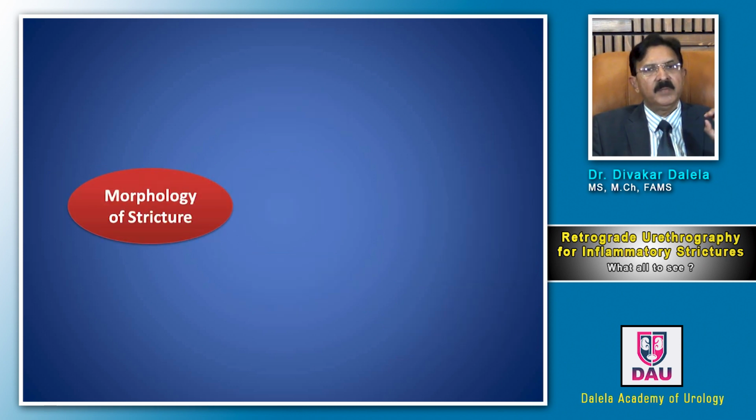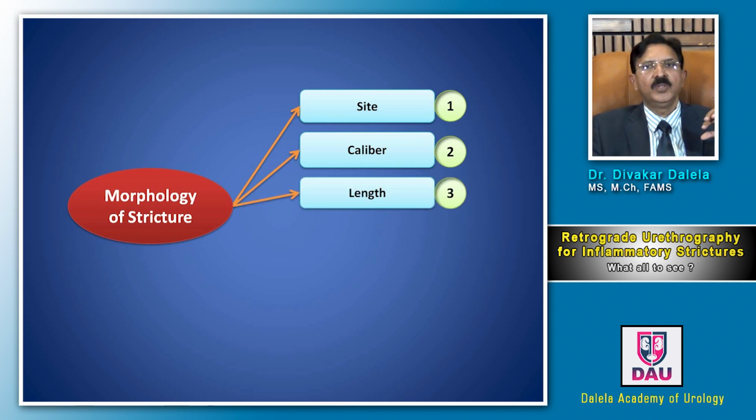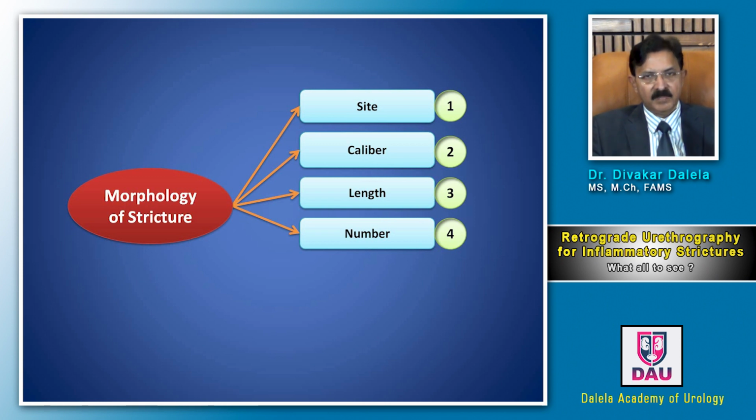Now, what I mean by morphology of stricture? By that I mean that you should be able to spot out the correct location of stricture in the urethra. I just showed you the pendulous and bulbar, and so you have to know where the stricture is located. The first is site. Then you have to know how thin is the stricture, the caliber of stricture. Then you have to know what is the length of stricture. Then you have to know how many there are. Is it a single stricture or are there multiple strictures?